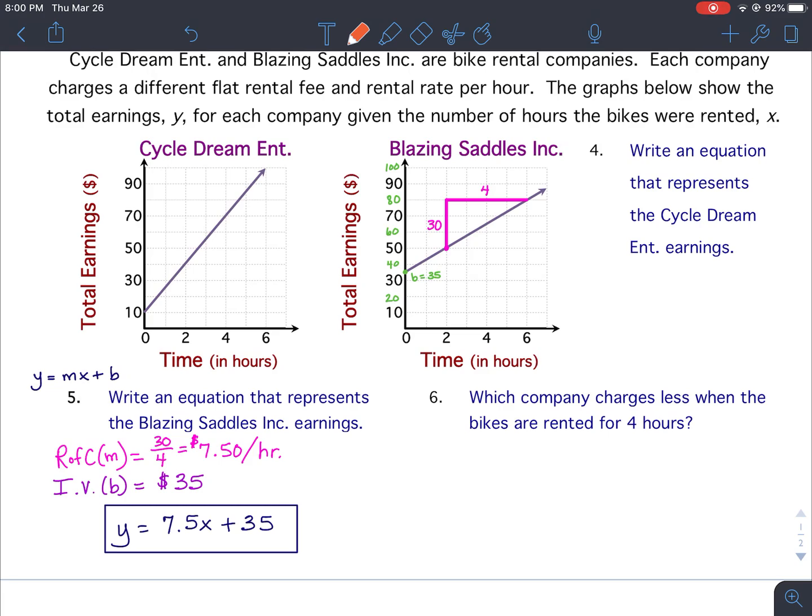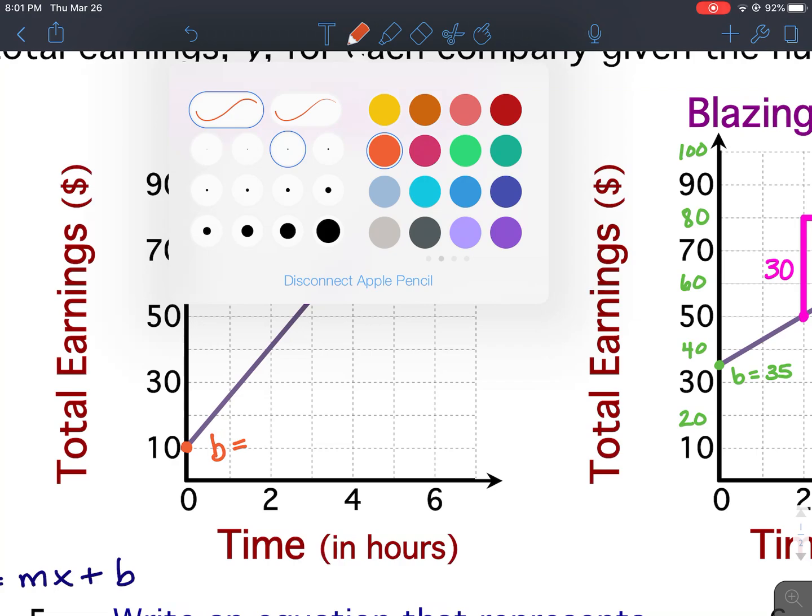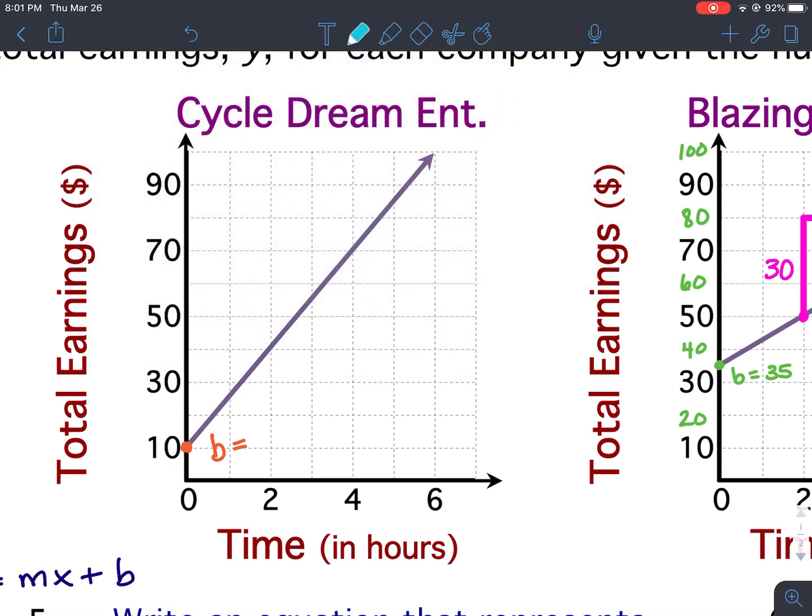equation for both. So we already found the equation for Blazing Saddles. Now we need to find the equation for Cycle Dream Enterprise. So let's look at this graph. Well, right there's your y-intercept, so go ahead, put down a number there for what B is. And then we need to find the rate of change, so we need to find our rise over run. So I'm going to use this point right here, and I'm going to use this point right here.